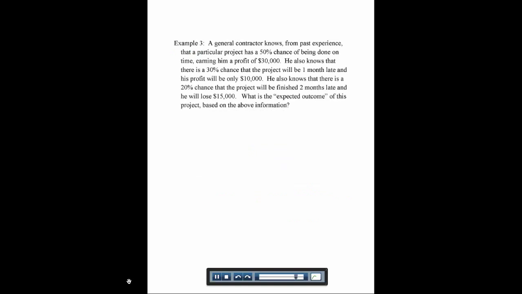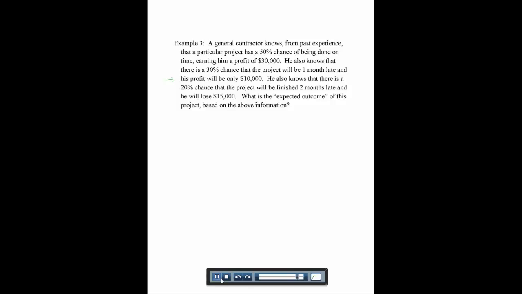Okay, we're going to look at one more example for our probability distribution. Here we've got information about a general contractor. A general contractor knows from past experience that a particular project has a 50% chance of being done on time, and if it's done on time, he earns a profit of $30,000. There's a 30% chance that the project will be 1 month late, and then his profit will only be $10,000. There's a 20% chance that the project will be finished 2 months late, and he'll lose $15,000. So we want to find out what the expected outcome is.